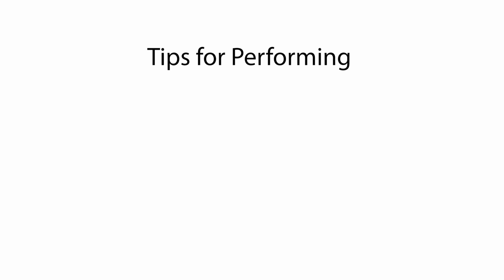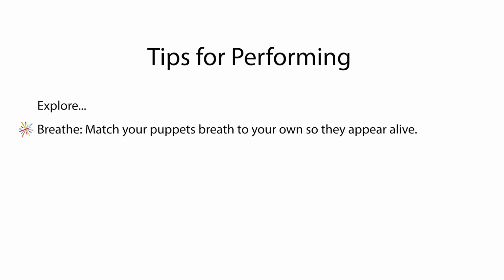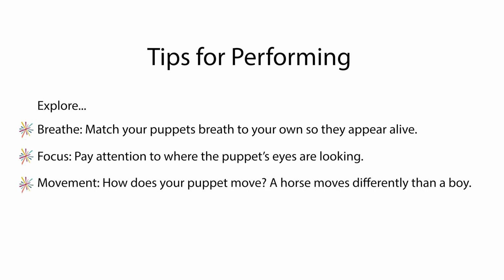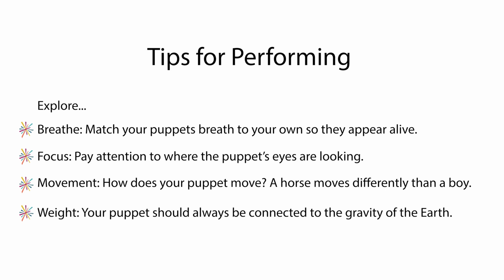Tips for performing. Breath. Match your puppet's breath to your own so they appear alive. Focus. Pay attention to where the puppet's eyes are looking. Movement. How does your puppet move? A horse moves differently than a boy. And weight. Your puppet should always be connected to the gravity of the earth.